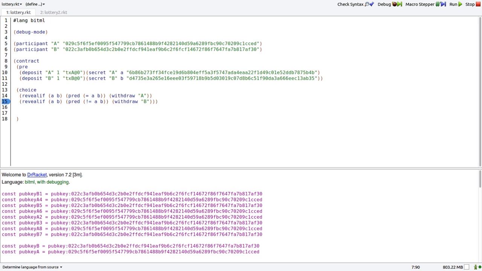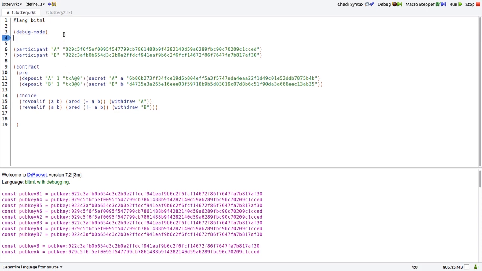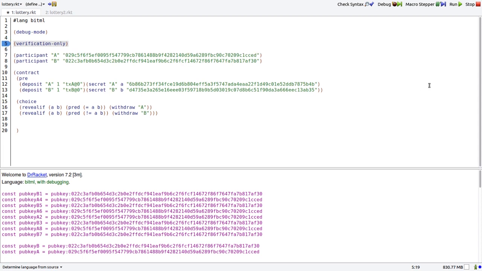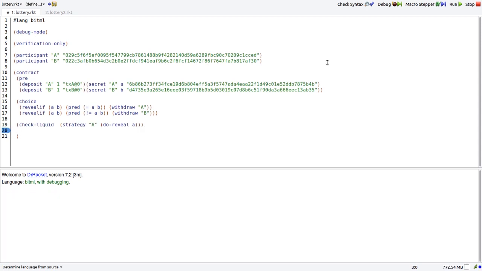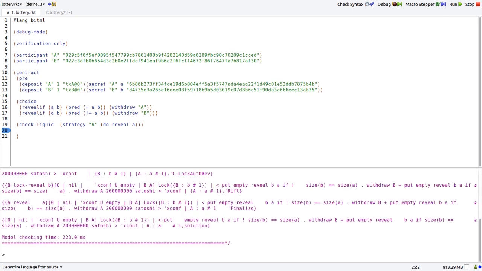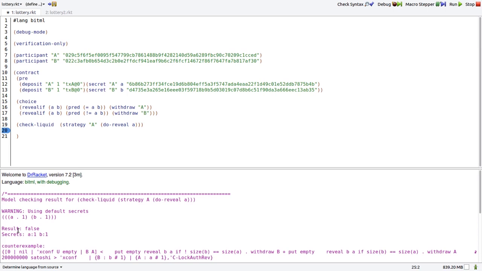Our toolchain can also verify security properties of contracts. For instance, we want to check that the lottery contract is liquid. This means that funds do not remain frozen forever within the contract. We verify this property by playing the role of Alice, assuming that her strategy is to reveal the secret. We do not specify Bob's strategy, because we are assuming that he is the adversary.